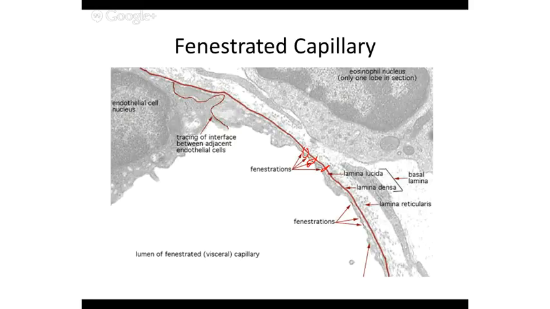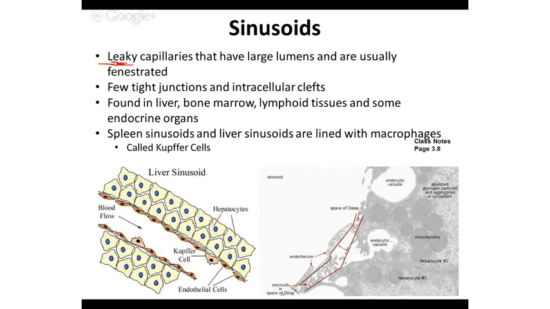So here are the sinusoids. Remember, they have giant holes, so they're very leaky capillaries. They have large holes in them. Okay, so basically anything can go in and out of these because the holes and the spaces are so huge. So they're really important in the liver, in the bone marrow, and in the spleen.